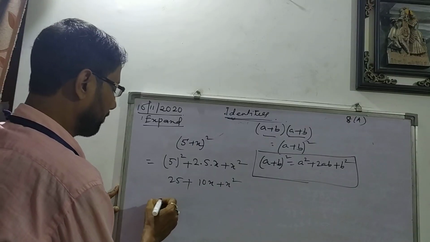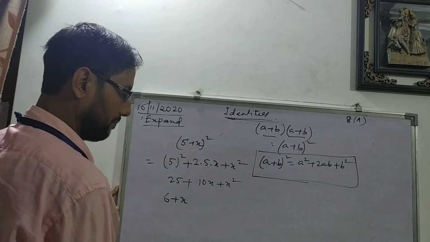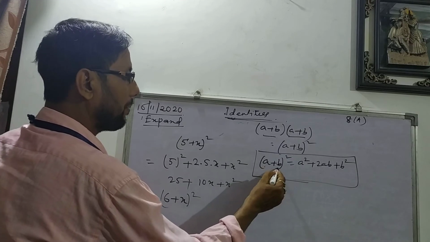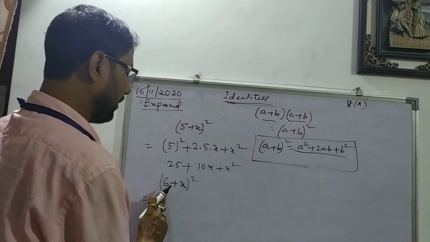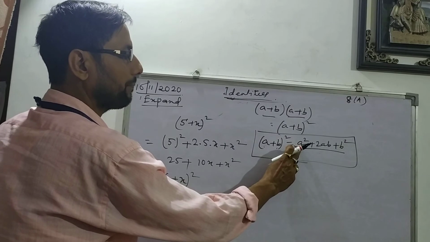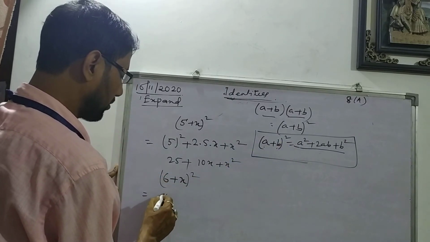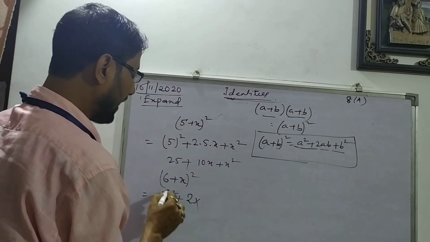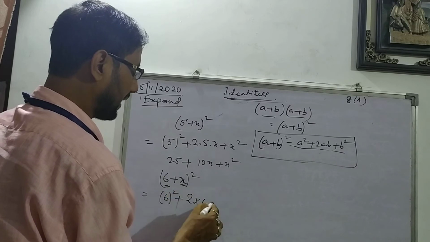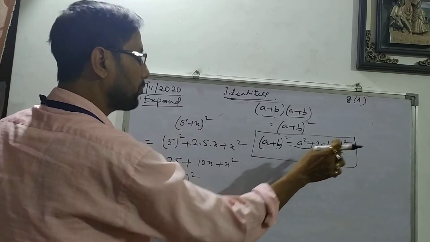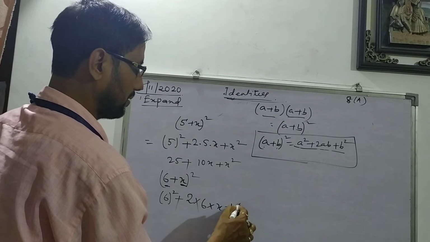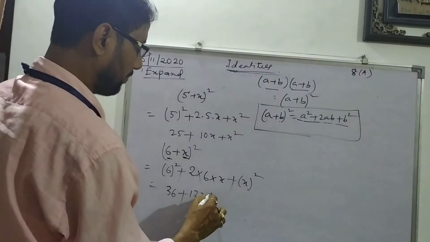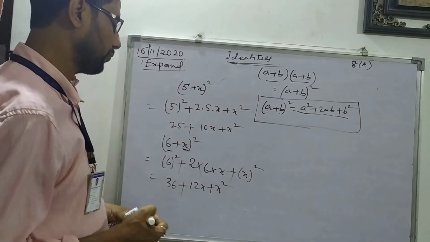Suppose one more example. 6 plus x whole square. What will I write? A plus b whole square, I apply this identity: a square. In place of a there is 6. So 6 square. Plus twice a into b. Twice. What is a? A is 6. What is b? B is x. Plus b square. What is b over here? B is x. X square. So is equal to 36 plus 12x plus x square. So hope students you have understood this one.